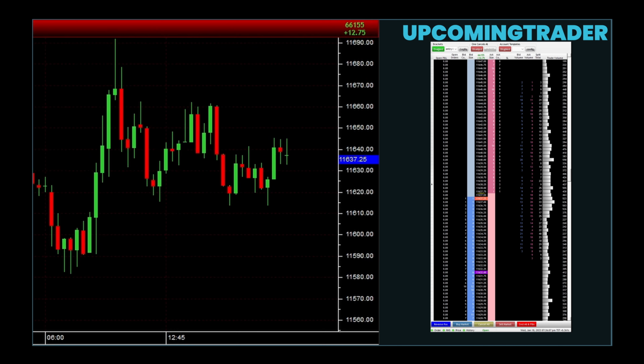One more helpful pattern is the ascending triangle, which forms when the price hits resistance at the same level multiple times, but continues to make higher lows. This shows that buyers are getting stronger, and if the price breaks above the resistance, it often leads to a significant move higher. The opposite of this is the descending triangle, where the price makes lower highs while repeatedly testing a support level, which could signal a breakdown if the support fails.